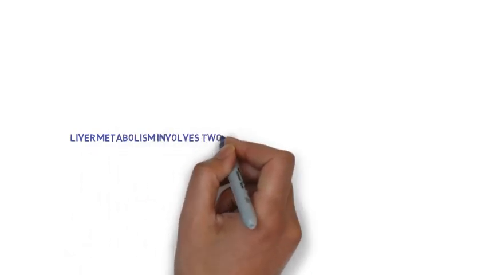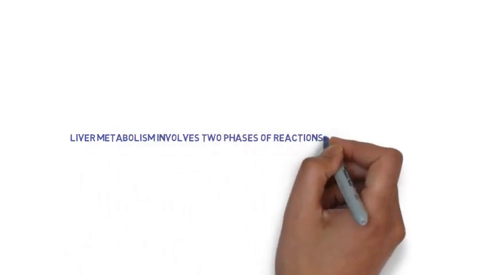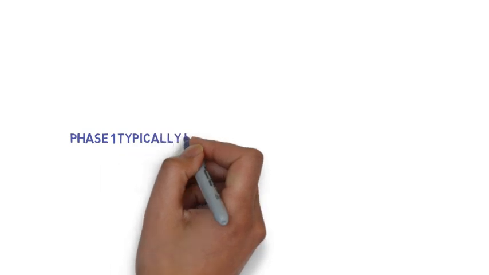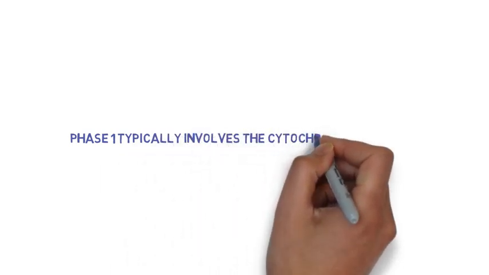Liver metabolism involves two phases of reactions, phase 1 and phase 2. And phase 1 typically involves the cytochrome P450 group. And this is important as there are many enzyme inducers and inhibitors of P450.